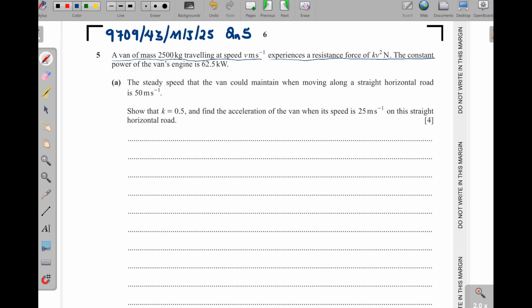The constant power of the van's engine is 62.5 kilowatts, but at the steady speed, this is constant speed, the steady speed that the van could maintain when moving along a straight horizontal road is 50 meters per second. Show that k is equal to 0.5 and find the acceleration of the van when its speed is 25 meters per second on this straight horizontal road.